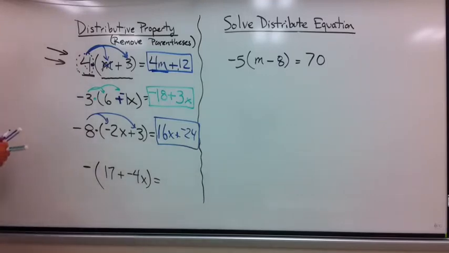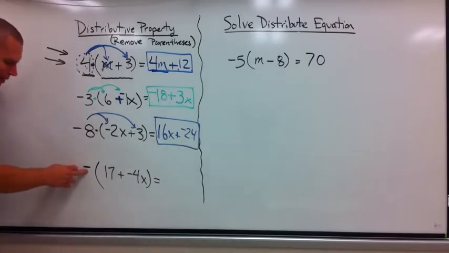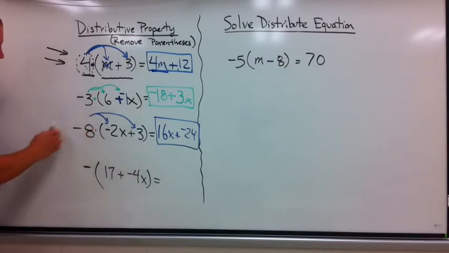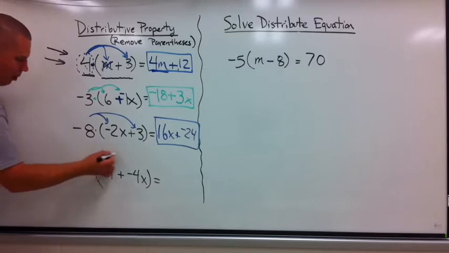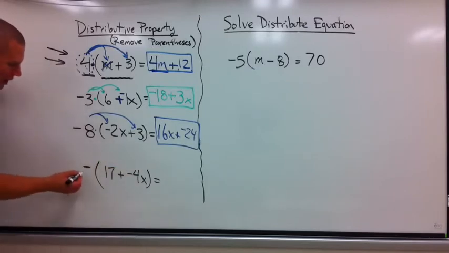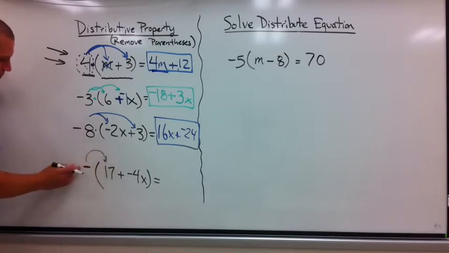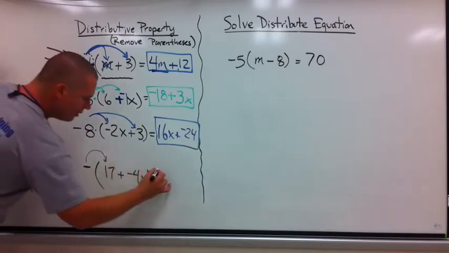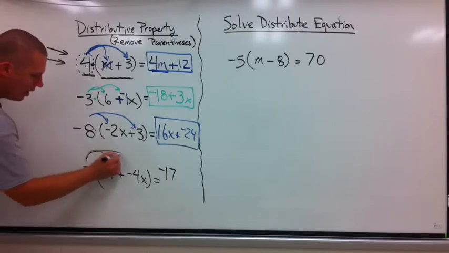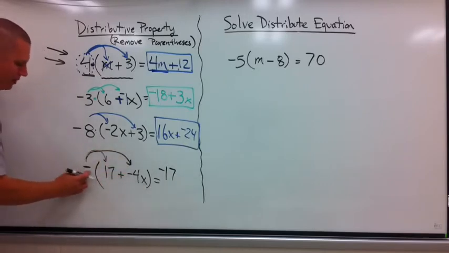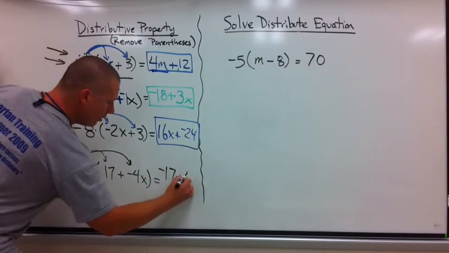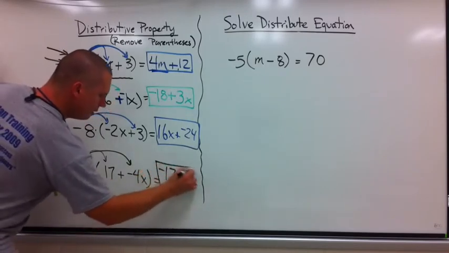Here is the tricky one. What happens if I have an opposite sign out front of the parentheses? Well, the opposite can jump through just like a number can. So the opposite's going to jump through. Take the opposite, jump through. Opposite of 17 is negative 17. Opposite of negative 4x. What is the opposite of negative 4x? 4x. Done. Put a box around.